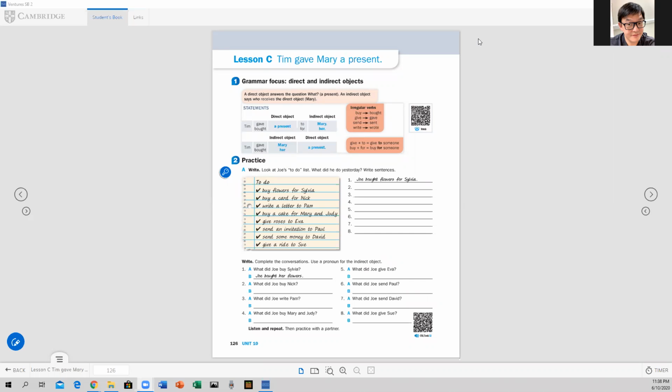Okay, everyone. Now we are gonna study some grammar. So go to your book, Ventures 2, Unit 10, page 126. Go to your textbook, page 126, and let's study some grammar today. Okay? Page 126, your textbook.